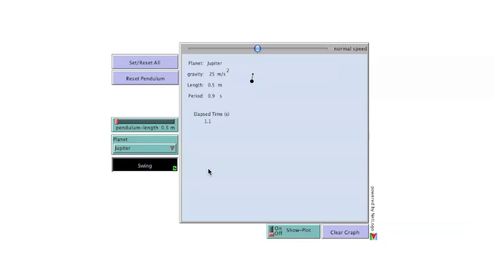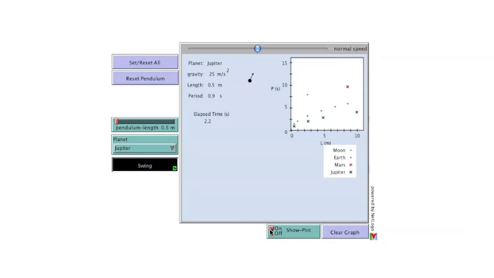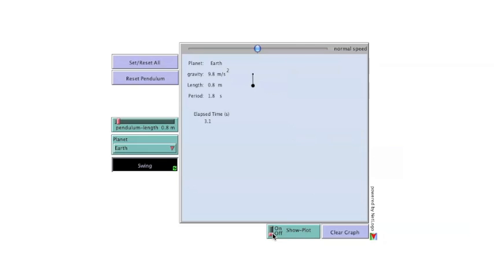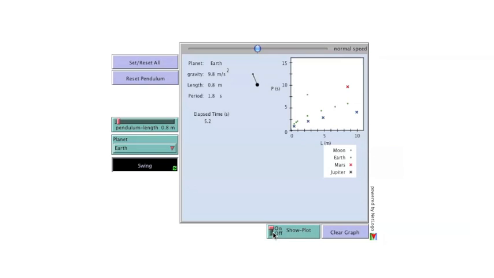A graph can be used by turning the Show Plot switch on below the main window. All of the length gravity combinations viewed since the illustration was started are shown. As additional combinations are tried, they are also added to the plot. The plot can be hidden at any time, and the data cleared with the Clear Graph or Set Reset All buttons.